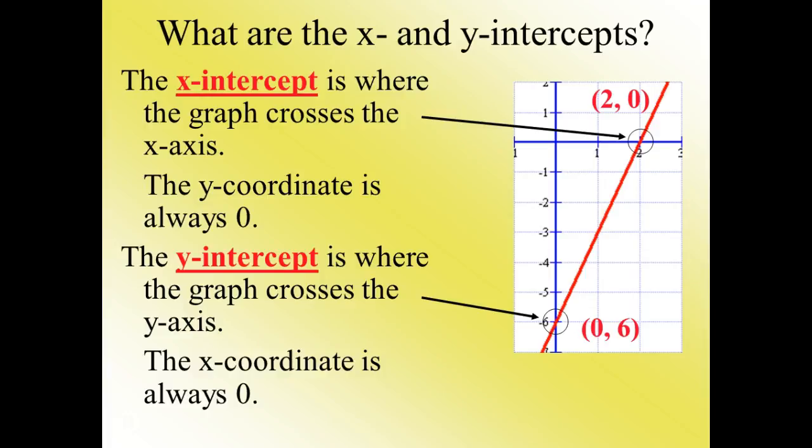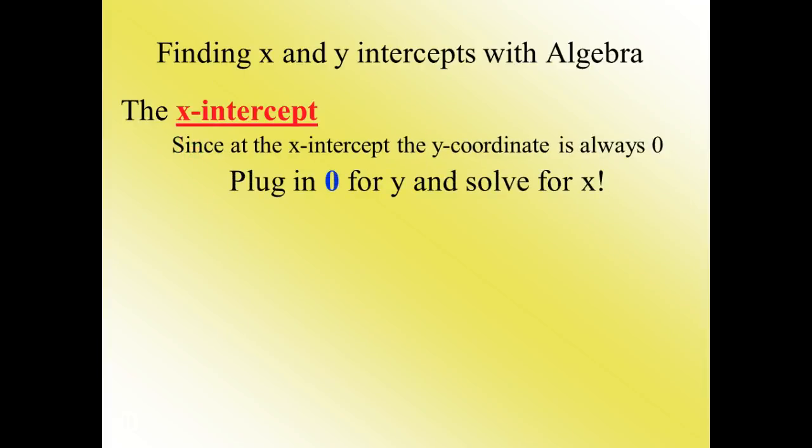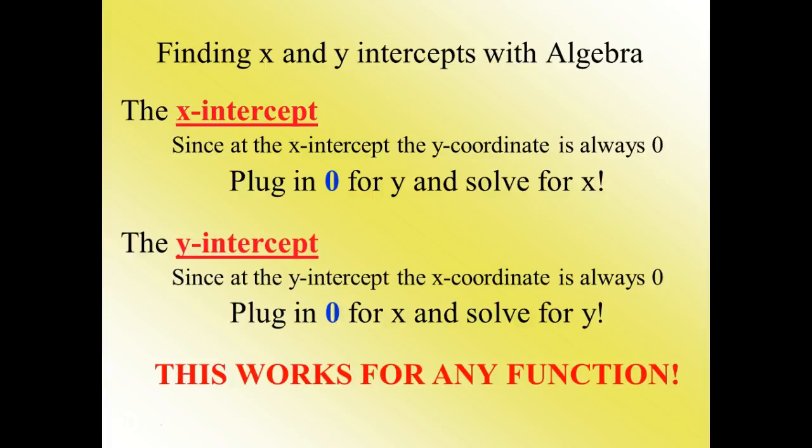Now, why is it important? It's important because we can use those facts to find x and y intercepts without a graph using only algebra. Let me show you why that works. Since at the x-intercept, the y-coordinate is always 0, we can plug in 0 for y and solve for x in any equation. And since at the y-intercept the x-coordinate is always 0, we can plug in 0 for x and solve for y and find the y-intercept. And this works for any function that you will see in this class.